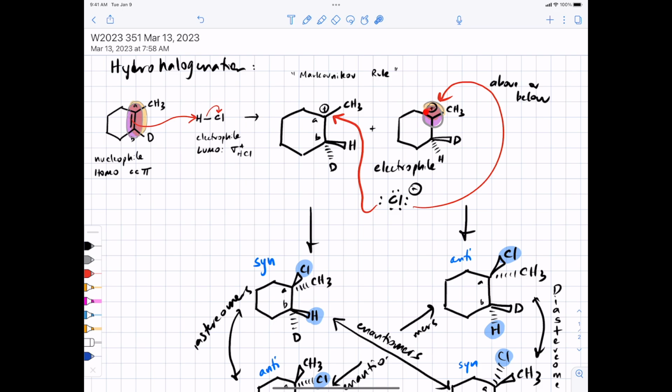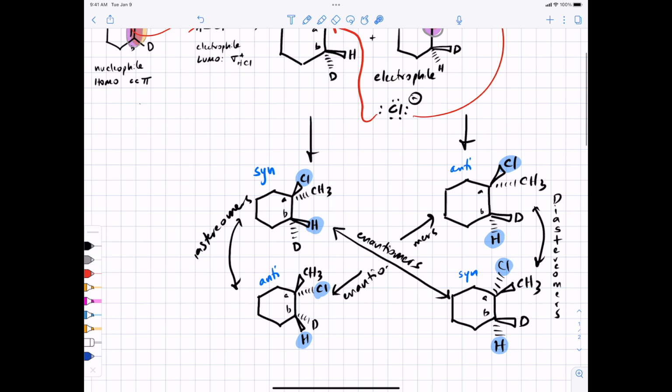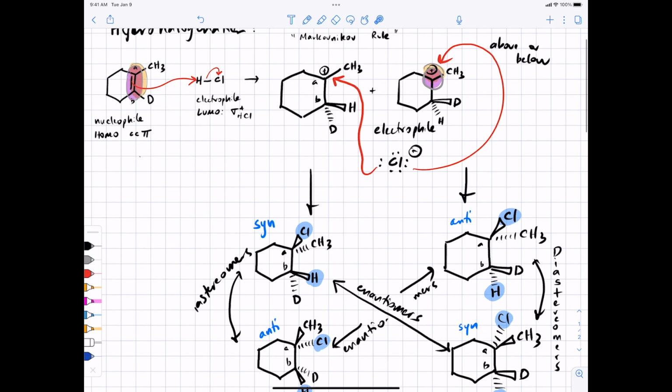Now, you've got a planar carbocationic intermediate. The LUMO of the carbocation is an empty p orbital, and it's both above and below the plane of the page as we've drawn it, and so the nucleophile can attack either from above or below. We get 4 possible stereoisomers.